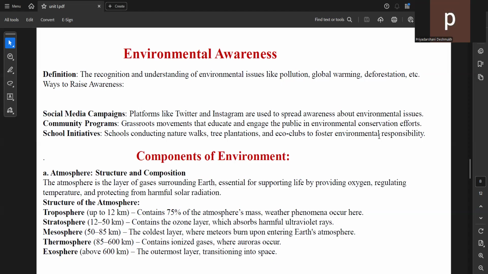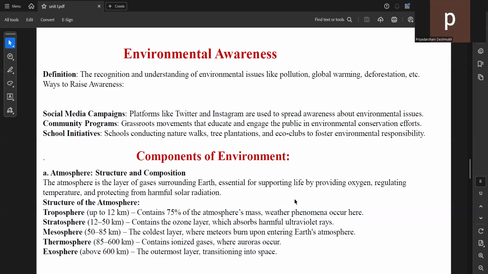The next that we are going to study is the components of the environment. As I have earlier told you, the environment is the biosphere. It happens in the biosphere. It is the combination of the lithosphere, atmosphere, and hydrosphere. So here, the structure and components of the environment. Here the first, the structure.